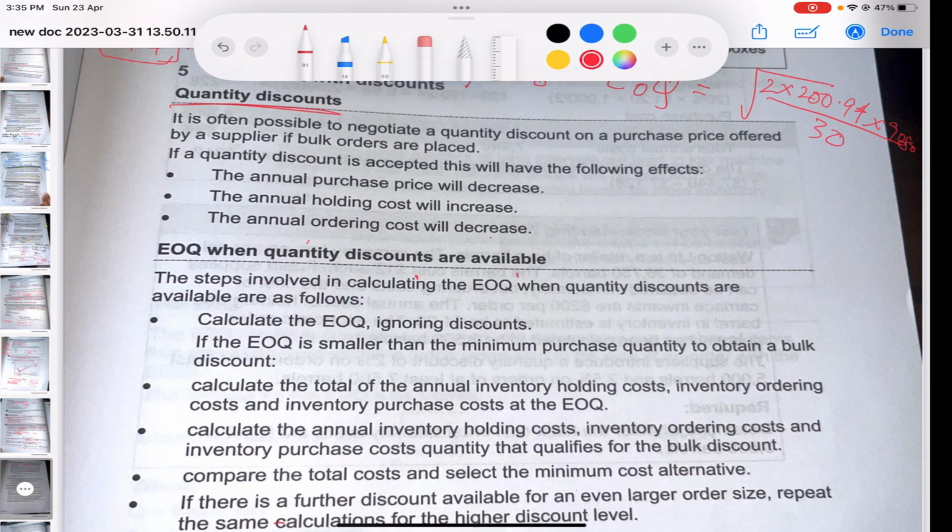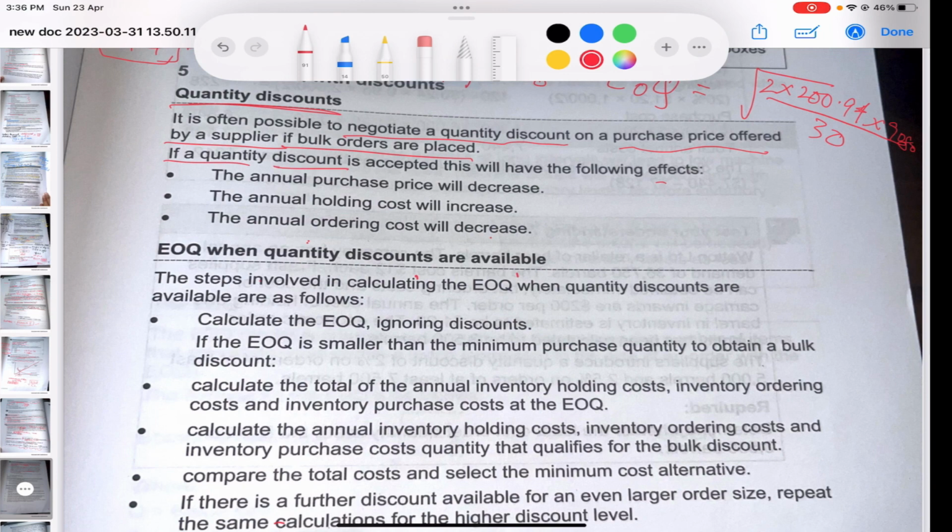So it is often possible to negotiate a quantity discount on a purchase price offered by a supplier if bulk orders are placed. So if I go to the shop and say that I want to buy one chips packet, he'll give it to me for 30 rupees. If I say I want to buy even 5, he will give me 5 multiplied by 30 rupees. But if I tell him that I want to buy 300 chips packets, he will give me a discount. Why is he going to give me a discount? Because I am buying in bulk. So this is that concept.